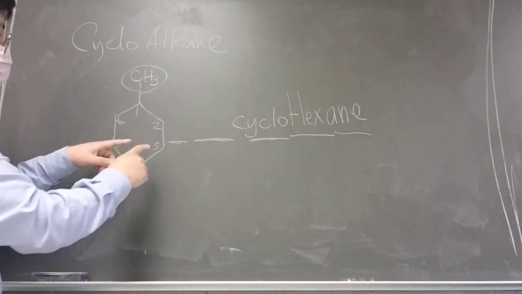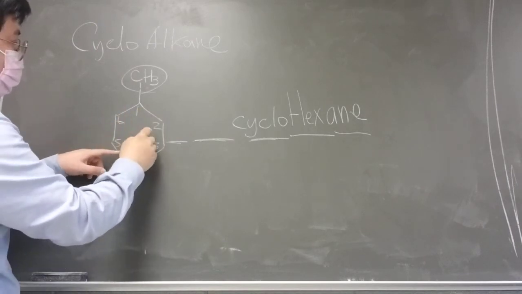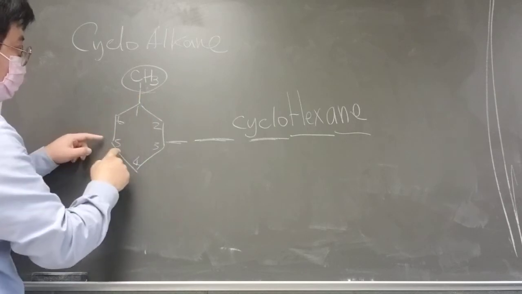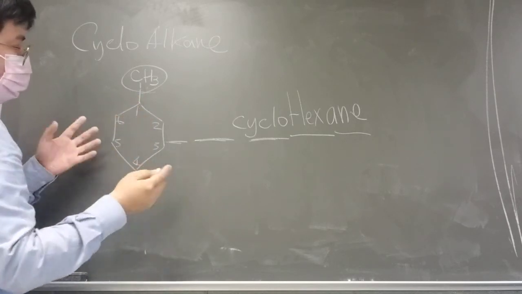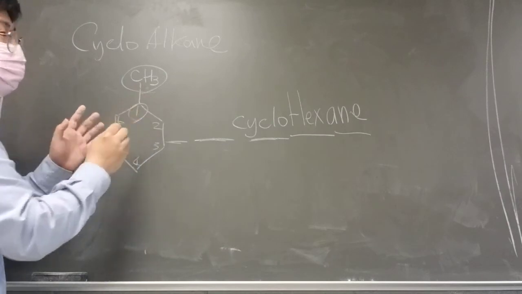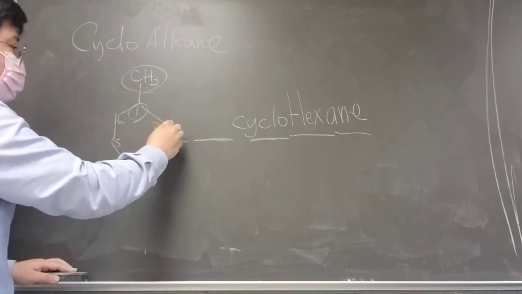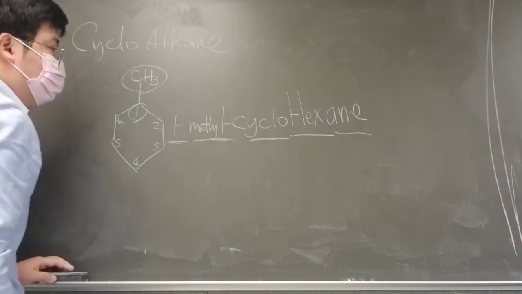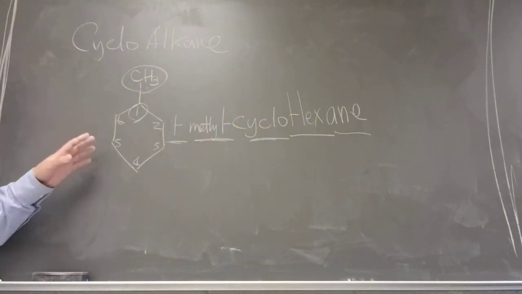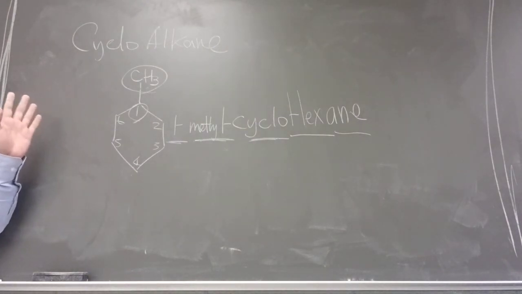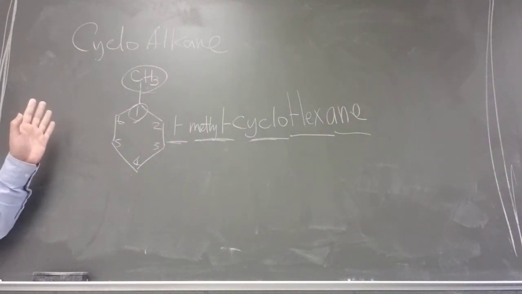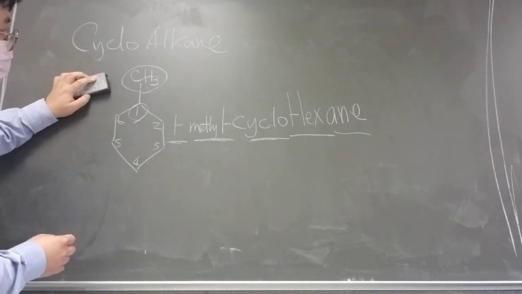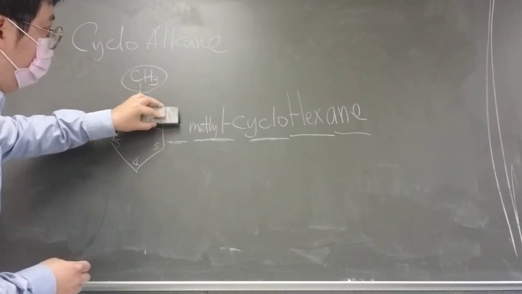There will be 1. So if you count the carbon from the other side, maybe 1, 2, 3, 4, or 1, 2, 3, but you always choose the lowest possible number, which is 1. And you can put 1-methylcyclohexane. But if you have only one substituting group on your main ring structure, you don't actually put the locant there.